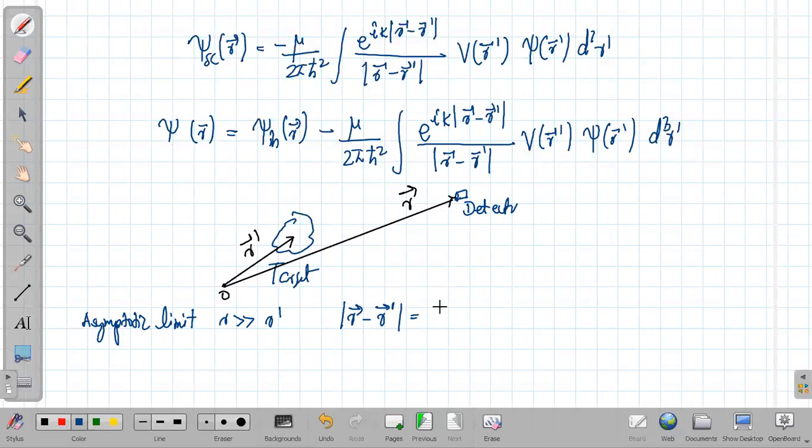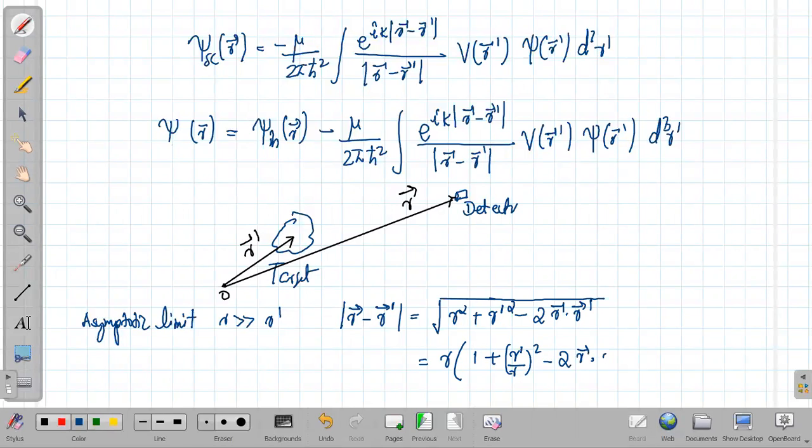Okay, so if r is much greater than r prime, what about modulus of r minus r prime? So modulus of r minus r prime is nothing but square root of r square plus r prime square minus 2 r dot r prime. So this is very simple vector addition. Okay, we can take r square commonly outside, so it will become r times 1 plus r prime by r square minus 2 r dot r prime divided by r square, all raised to 1 by 2. So since r prime is much less than r, this r prime by r square would be very small compared to the other two terms.